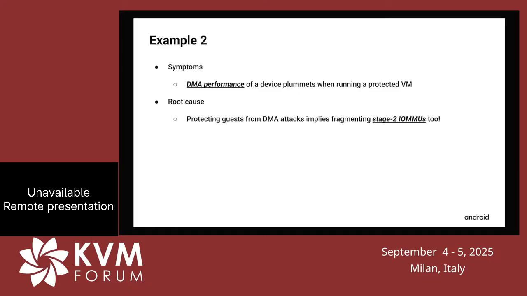The root cause is that since PKVM aims to protect guest pages from the host, we obviously need to protect that on the CPU side, but we also need to protect the guest from DMA attacks. And in order to do that, it means that PKVM has to take ownership of the stage 2 IOMMUs as well as the stage 2 CPU page tables, assuming there are stage 2 IOMMUs. If there's a single stage IOMMU, there are things that can be done as well, but I'm going to simplify the reasoning here.